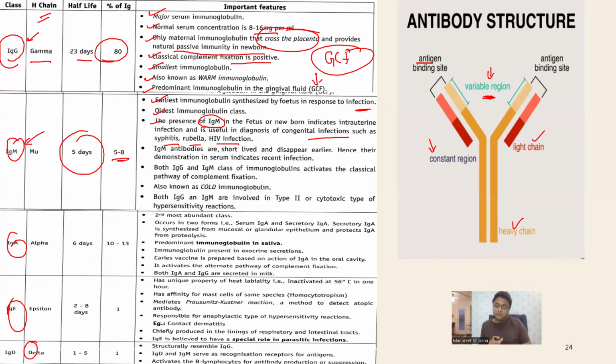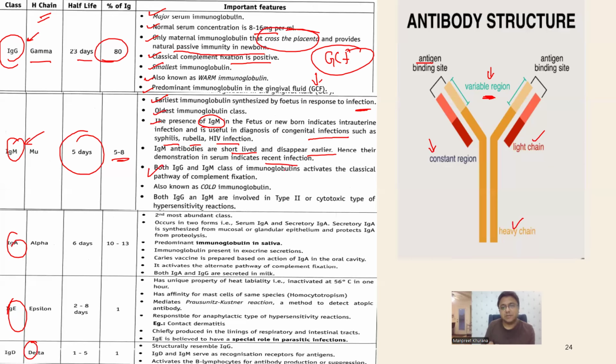So IgM in the fetus, it's like this because it is the earliest immunoglobulin. If there is any infection, the earliest immunoglobulin which a fetus can make is the IgM. IgM antibodies are short-lived. Usually, whatever comes very early goes very early. So learn like this, okay? Whatever comes early goes early. So IgM antibodies are short-lived and disappear earlier, right? Hence their demonstration in the serum indicates recent infection because they come early and go early.